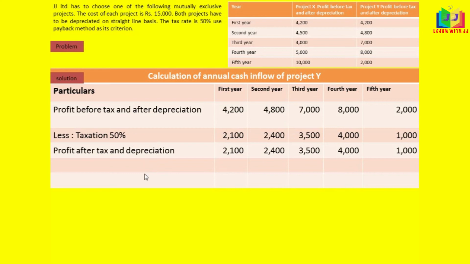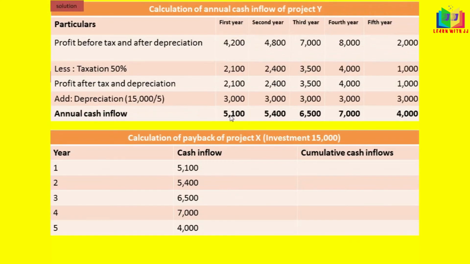The depreciation is the same thing here too because the initial cost is 15,000. That is the cost of the project and 5 years is the life of the project. So 15,000 divided by 5 will get 3,000, the same amount as we did for project X. So now we have to add this. We'll get the annual cash inflow. It is 5,100, 5,400, 6,500, 7,000 and 4,000. I have written it here. And now we have to calculate the cumulative cash inflow.